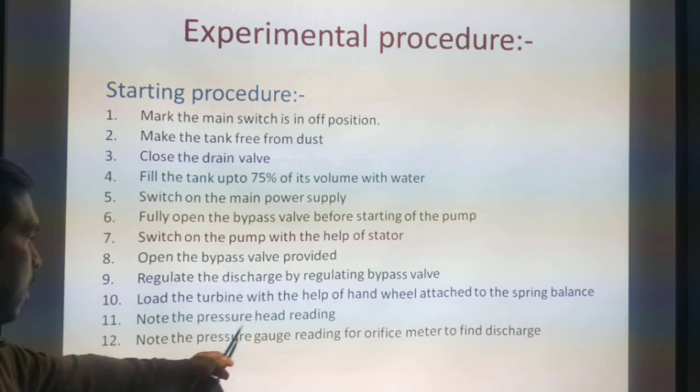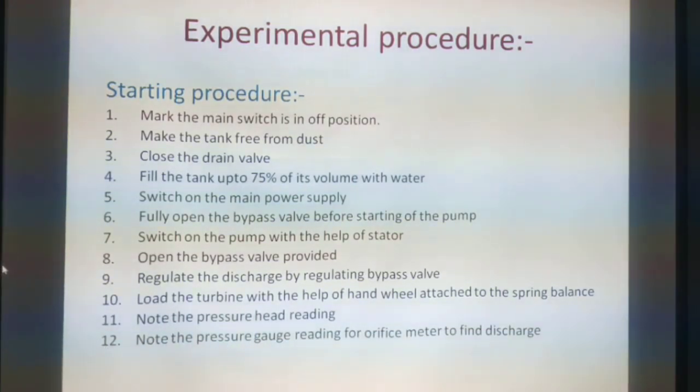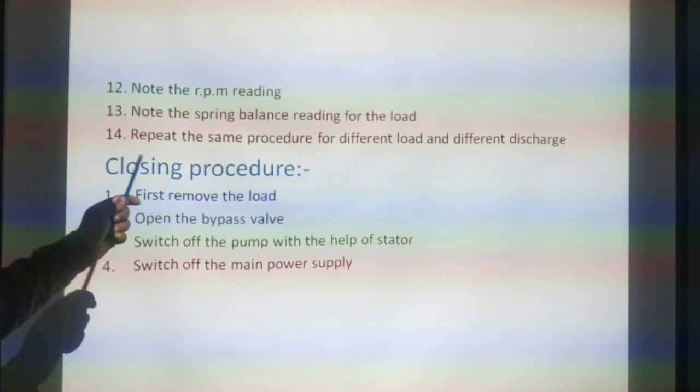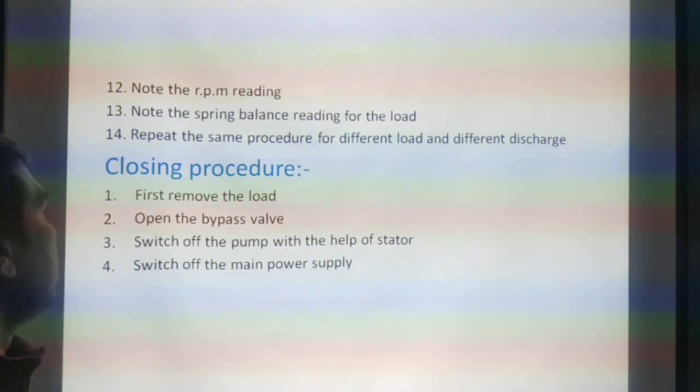Next, note the pressure head reading, and note the pressure head reading for the orifice meter to find the Q or discharge. Next, note the RPM reading of your Francis turbine runner by using a tachometer, and note the spring balance reading for the loads W1 and W2. Next, repeat the same procedure for different loads and different discharge.